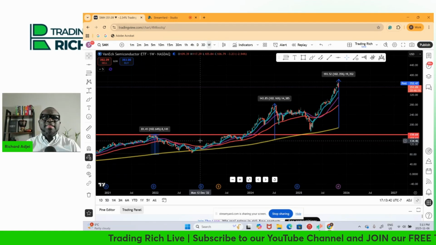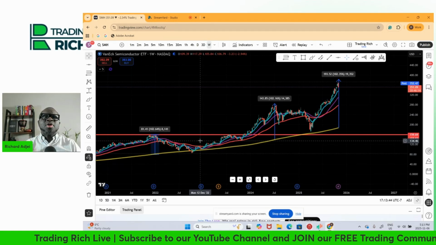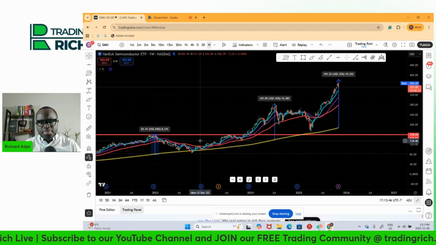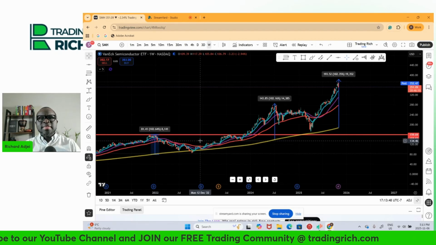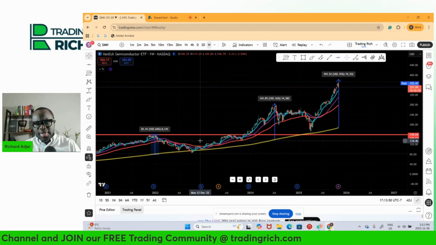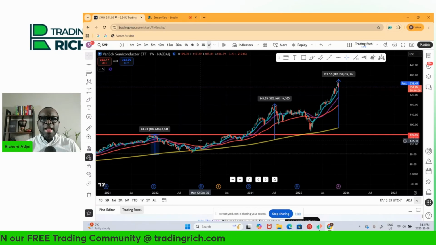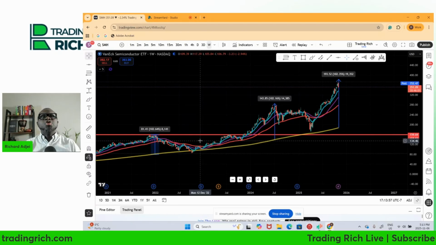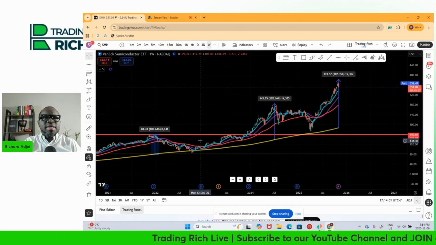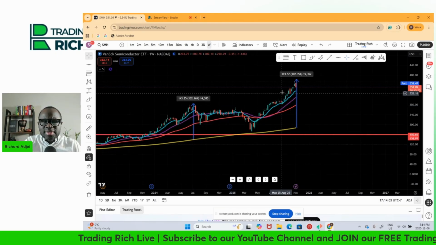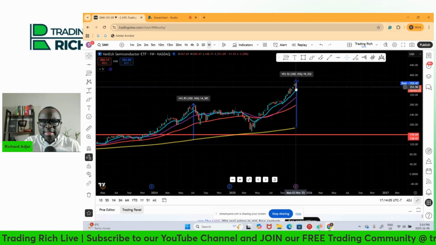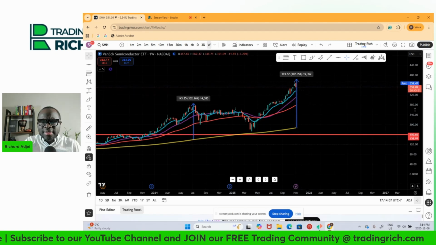So I believe that the semiconductors have topped, right? I believe that they have topped short term. They are going to give us a pullback because they've been rallying a lot. I'm going to show you a lot of examples of semiconductors and where they are at. Over here, you can see that this is a top and tail candle, and then we got this red candle here.